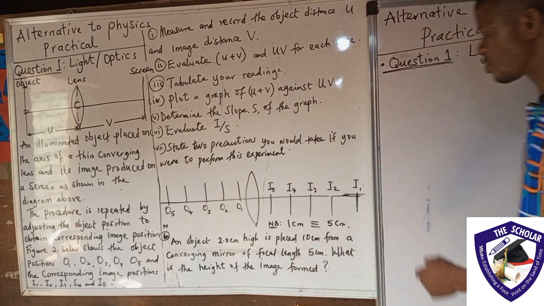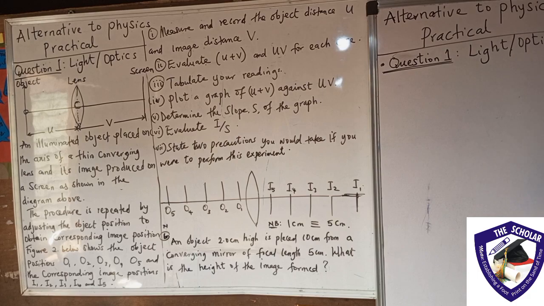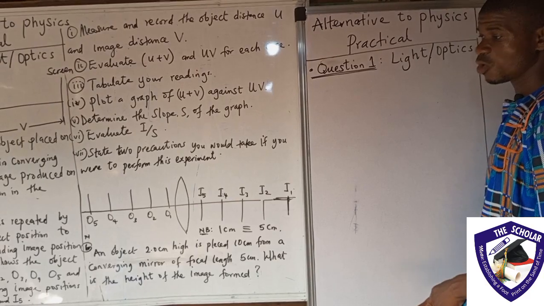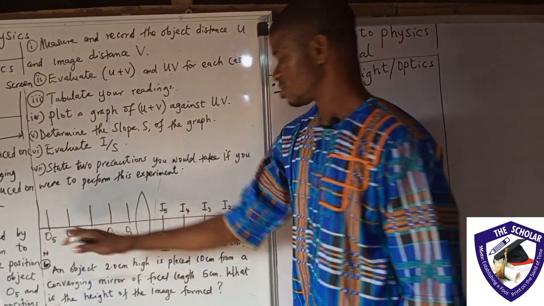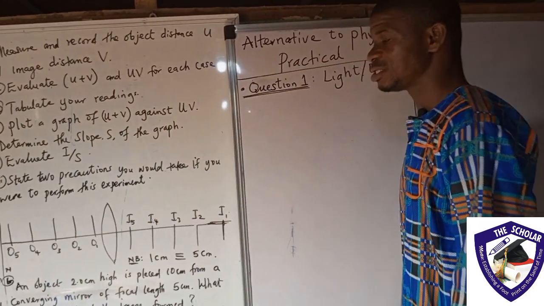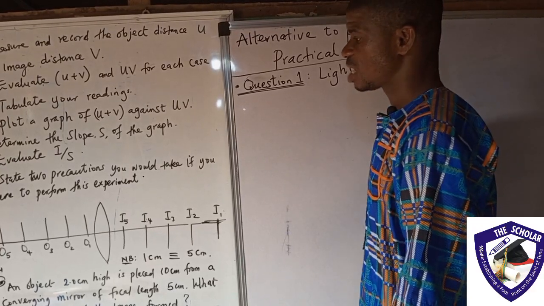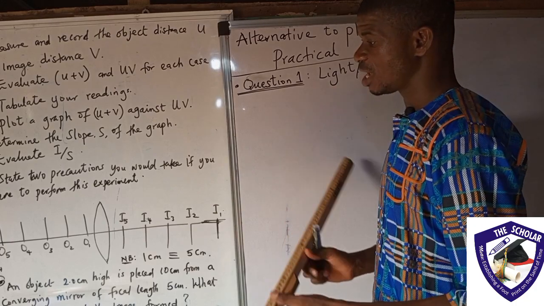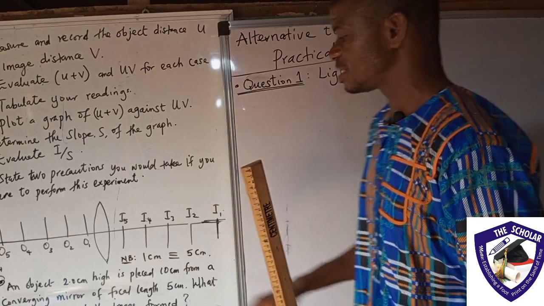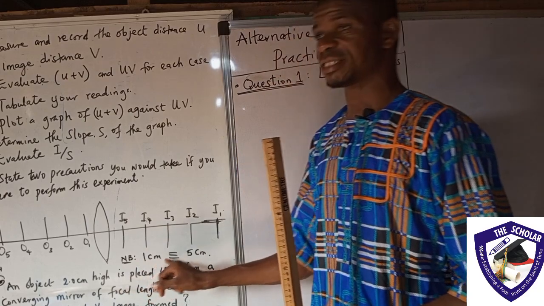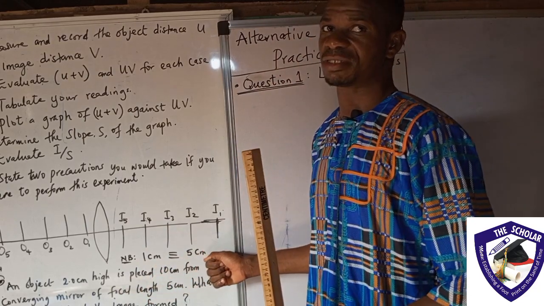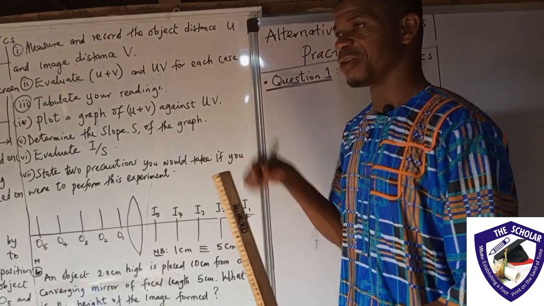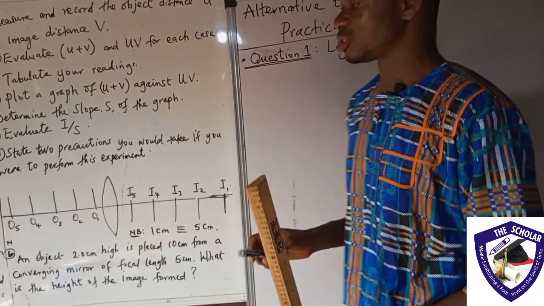Now let's look at how we analyze this question. Based on this diagram 2, the O here stands for the object, while the I stands for the image. Now, how do you carry this out? You use your normal ruler to measure the length. They said that 1 centimeter here is equivalent to 5 centimeter. It means that anything you measure with your ruler here, you multiply it by 5 to get the real distance that you have measured.